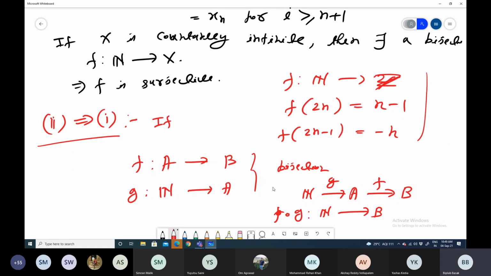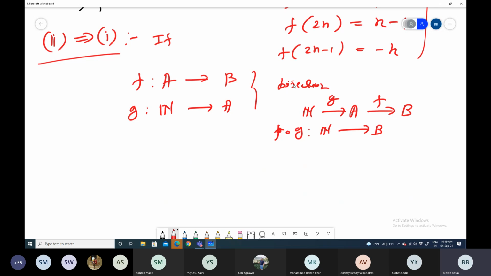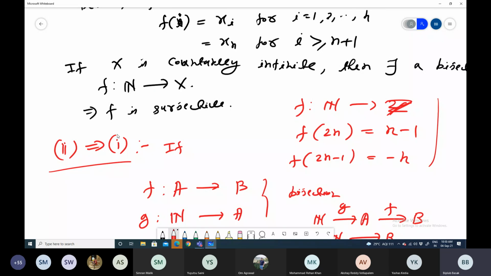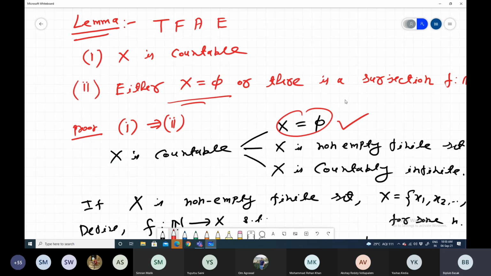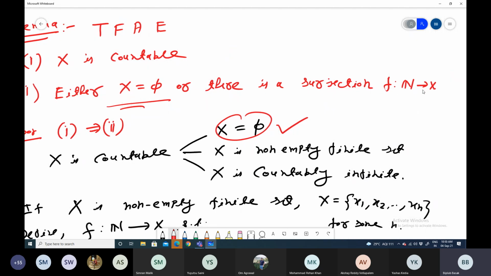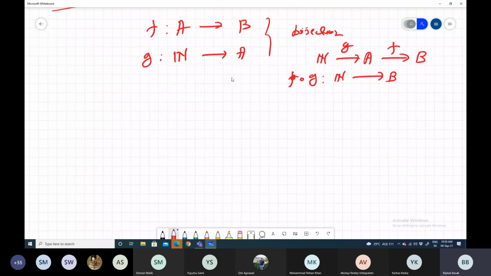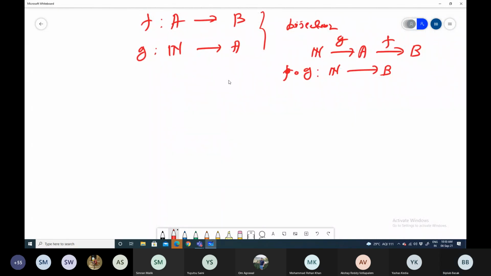And also, from now onwards you don't need a bijection. If you prove only a surjection from the natural numbers to that set, then also it is fine. We are just proving that one. So if X is countable, then there is a surjection from N to X. Now we just prove the reverse one and we will stop today. So now we will prove 2 implies 1.